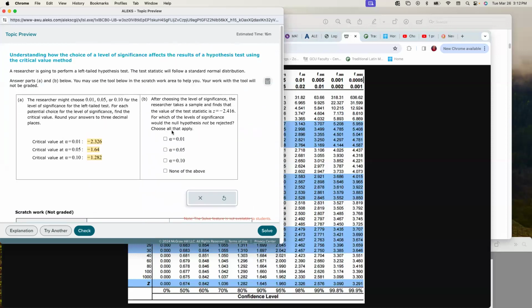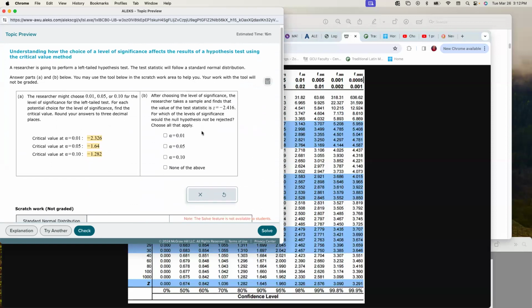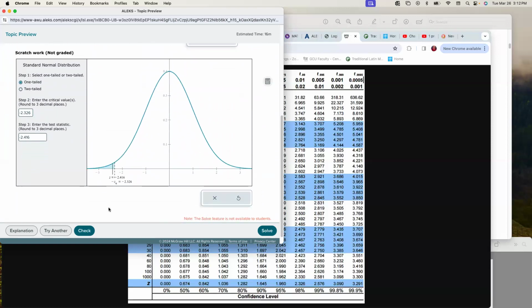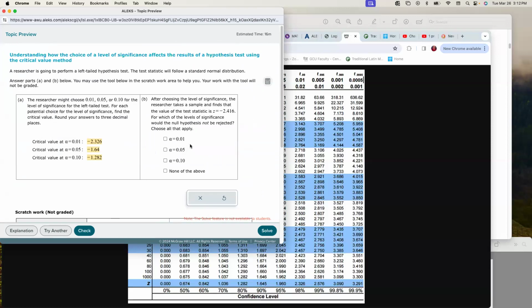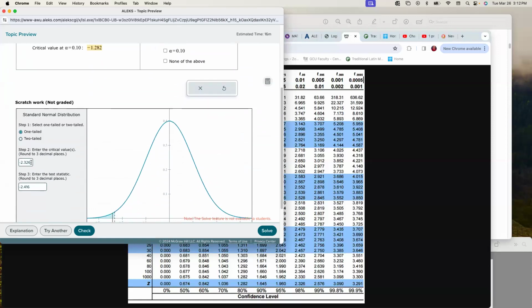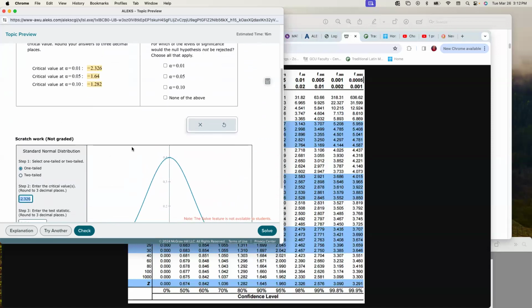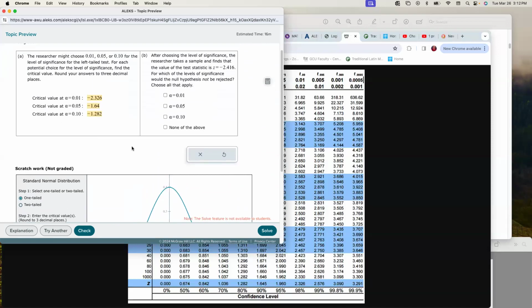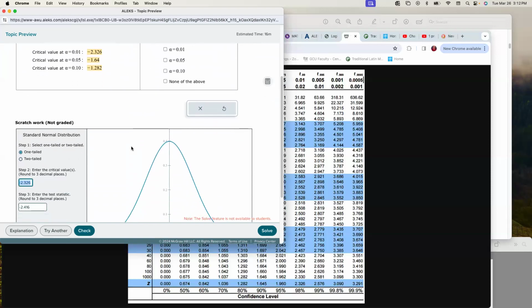When I do that, this asks me now, choose all that apply. After choosing the level of significance, it takes a sample and finds that, for which values would the null hypothesis not be rejected? Well, at 0.01, I reject, so I'm not going to click that box. But if I go over here and put in my other critical value, which has 0.05, I'm going to go ahead and type in negative 1.6, should be 1.645.